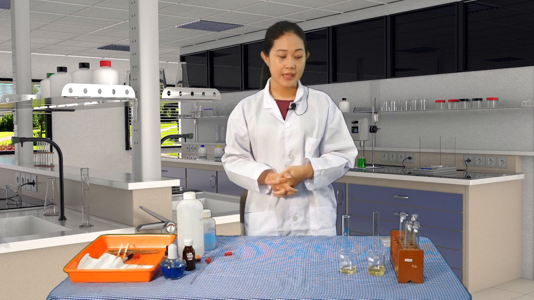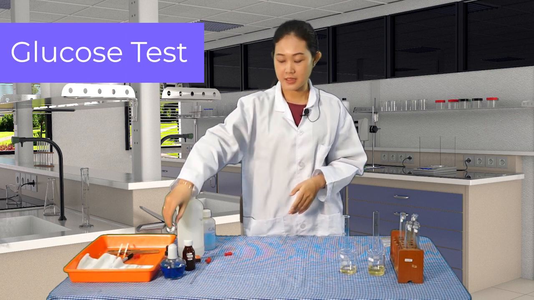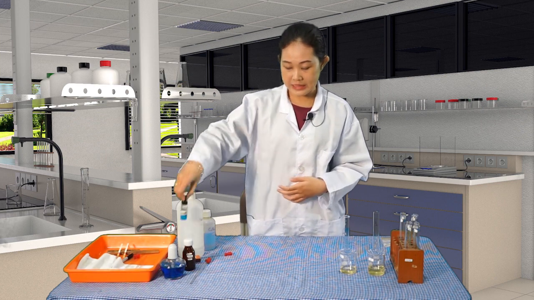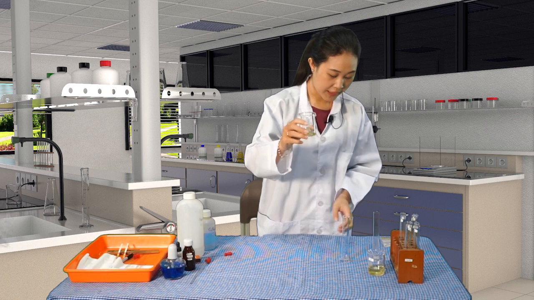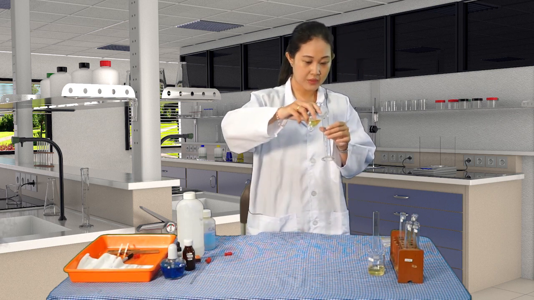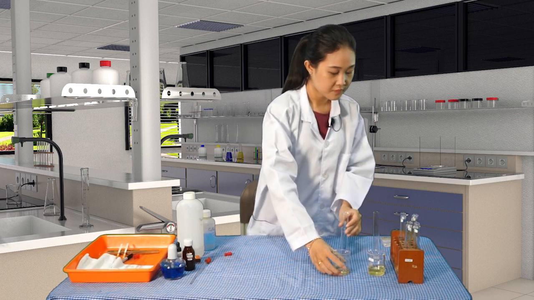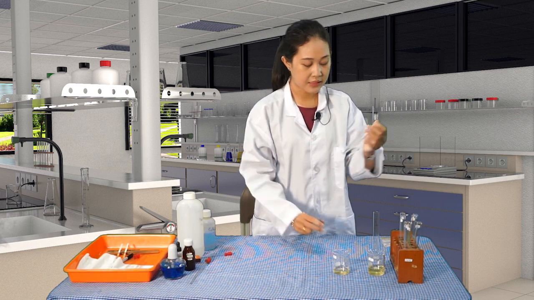All right. Next, let's conduct the glucose test. For the glucose test, we are going to use the Benedict reagent. And the steps are more or less like the previous one. So let's get the sample X, 2 milliliters of it, and then transfer it into the clean test tube.